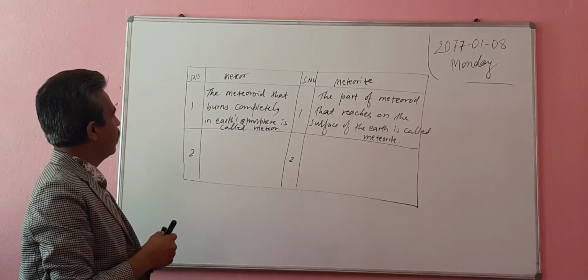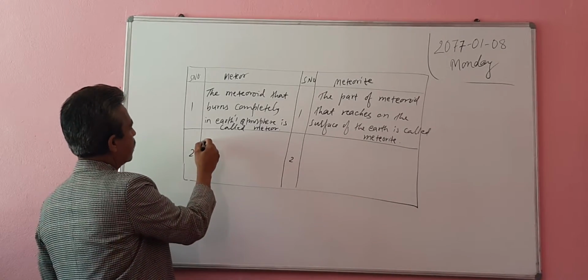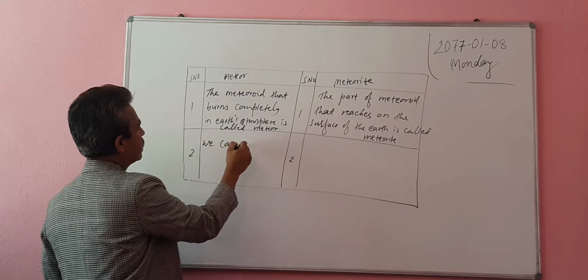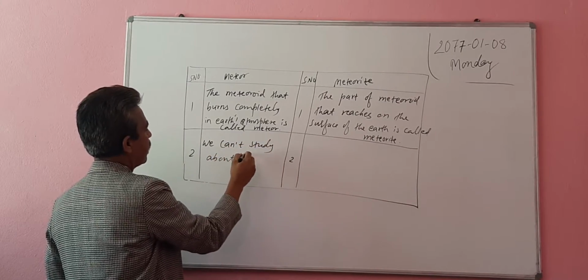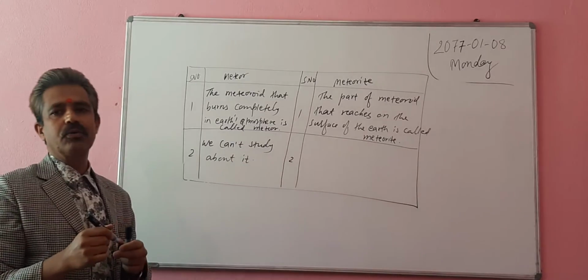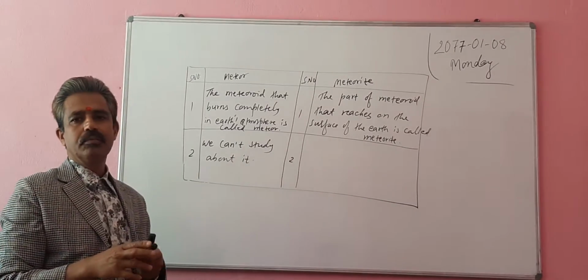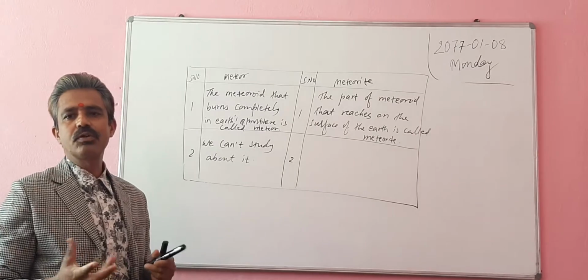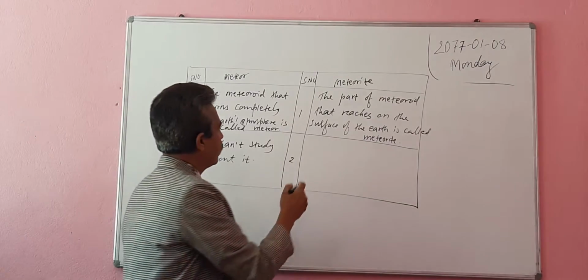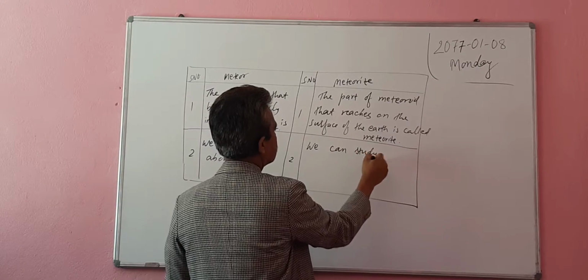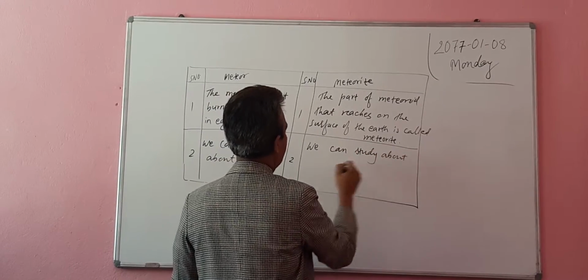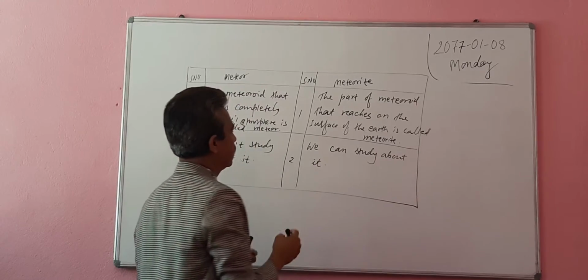Okay. Now, what is second one? We can't study about it. We can't study about meteor. Why? Because it changes into ashes, and what we study about ash. Then we can study about it.